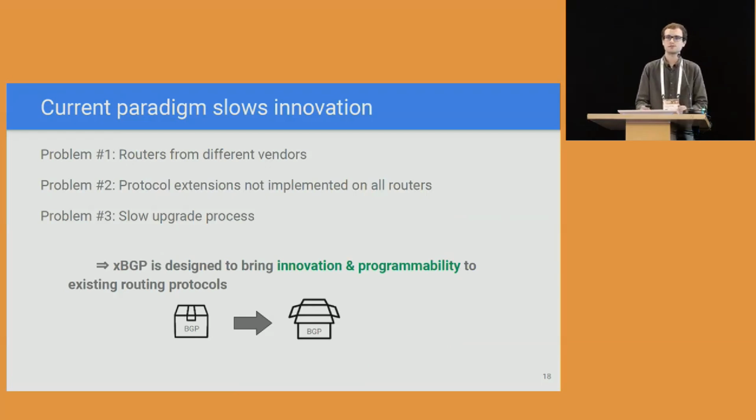Let us summarize the main problems inside BGP, or routing protocols in general. The first problem is that you have routers from different vendors. Then, protocol extensions are not implemented in all routers. And you also have the slow upgrade process I explained before. With xBGP, we would like to bring innovation back, through programmability inside routing protocols.